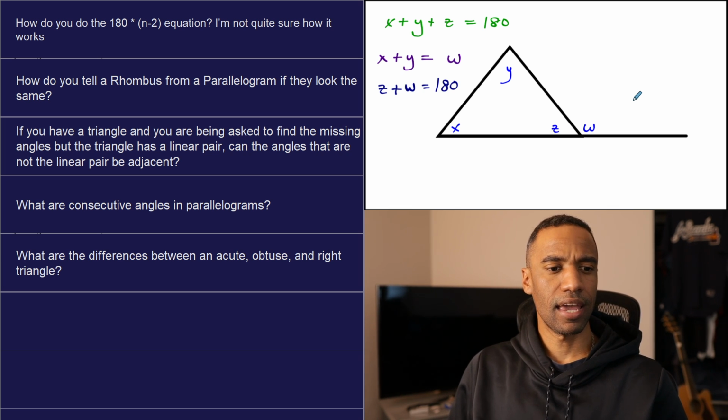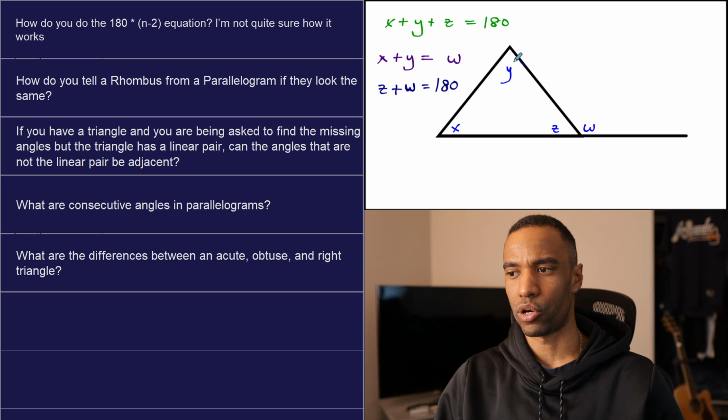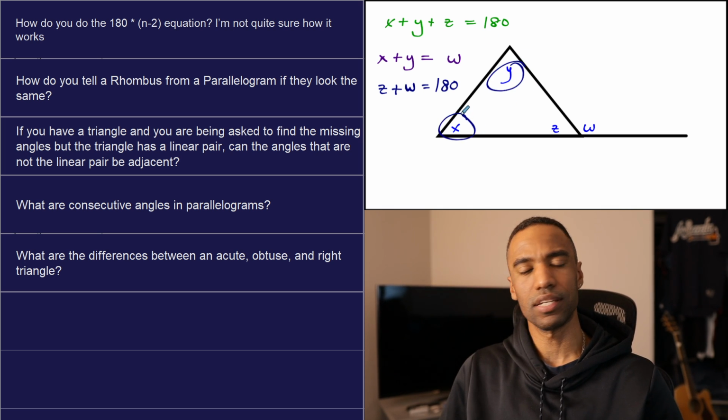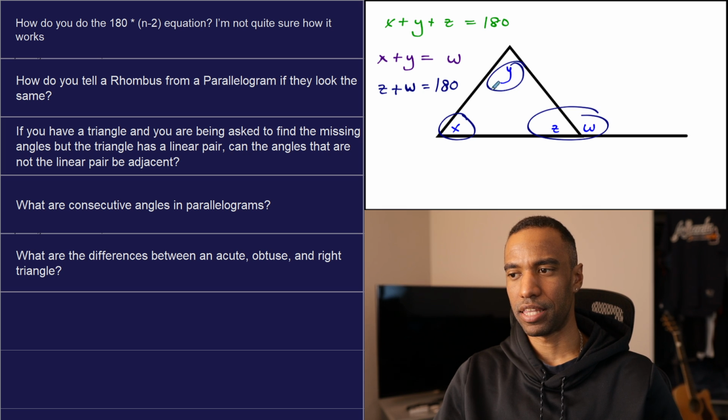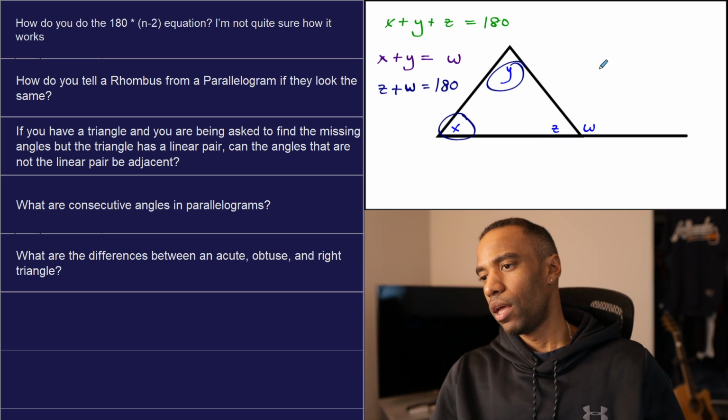So your question is, can the angles that are not the linear pair be adjacent? So you're asking if these 2 are considered adjacent? Because these 2 are the linear pair. Can these 2 be adjacent?